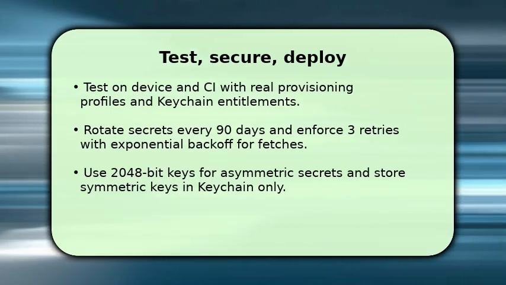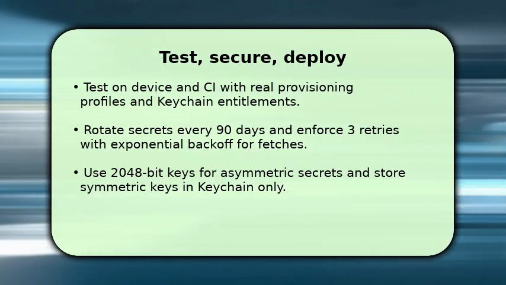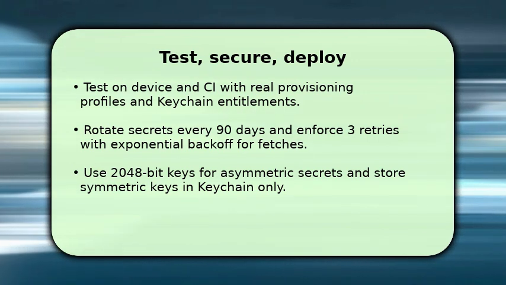Enforce secret rotation on a schedule, for example every 90 days, and implement 3 retries with exponential backoff when fetching keys. Use 2048-bit RSA keys or equivalent for asymmetric needs, and keep symmetric secrets inside keychain.